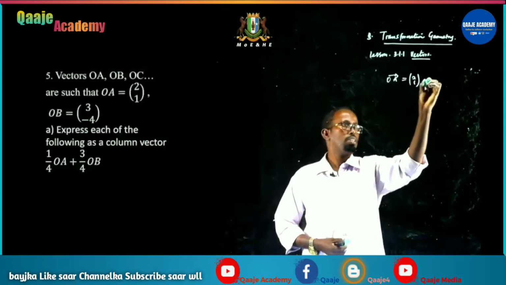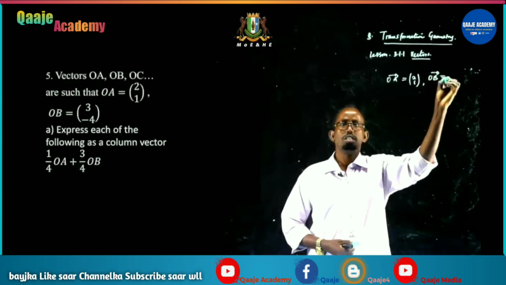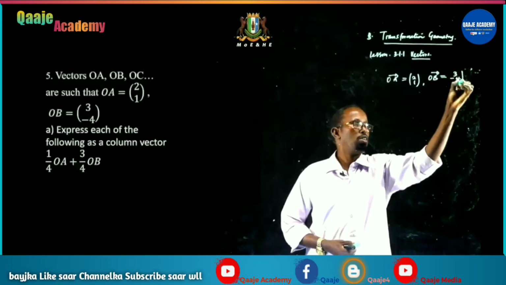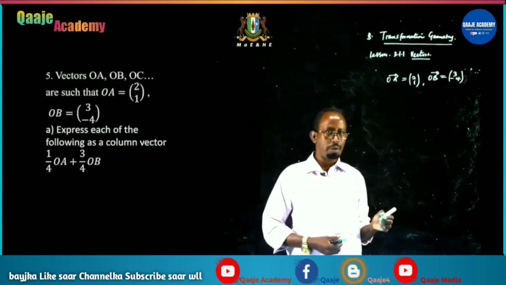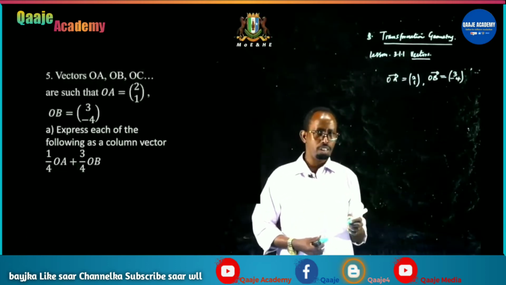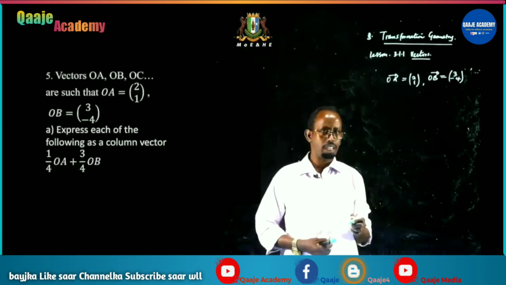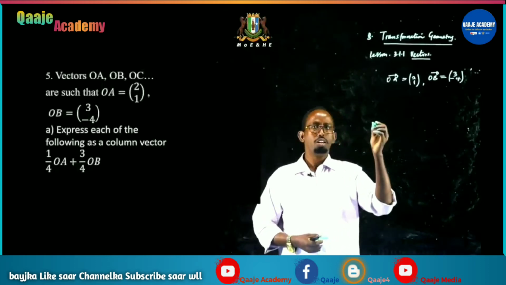OB is equal to 3, minus 4. Express each of the following as a column vector. As a column vector. Okay.